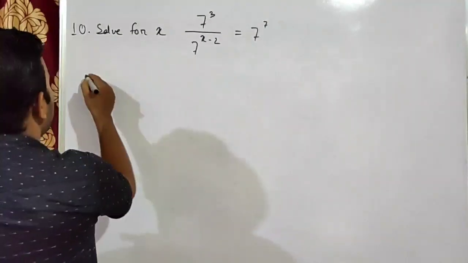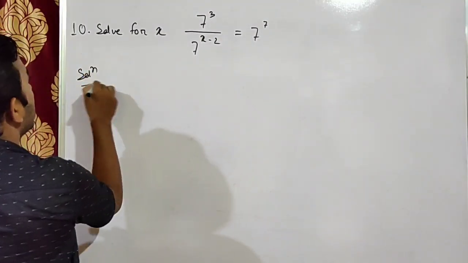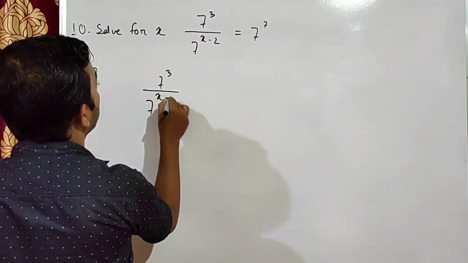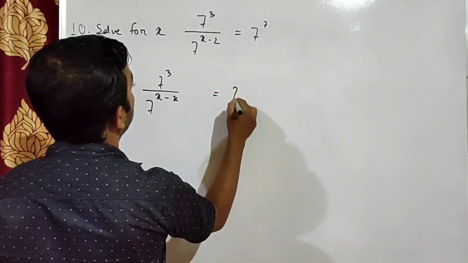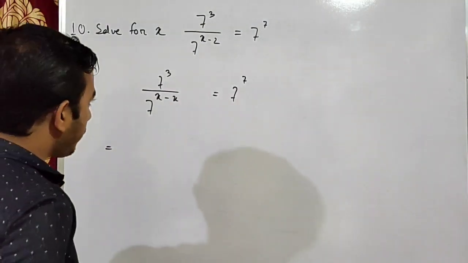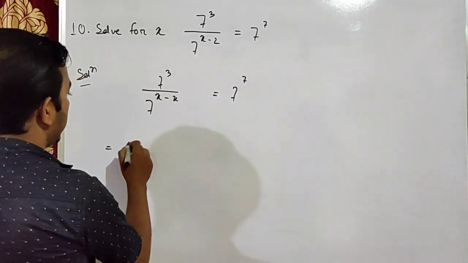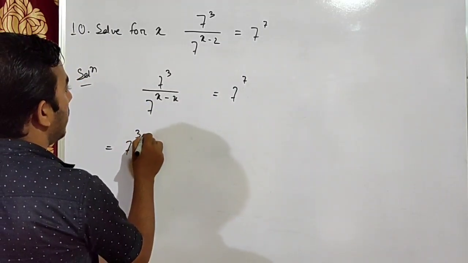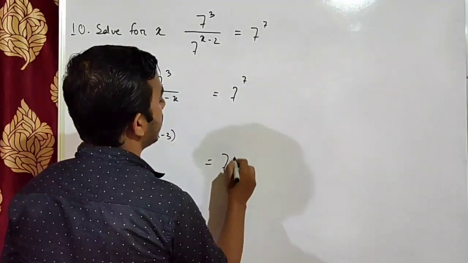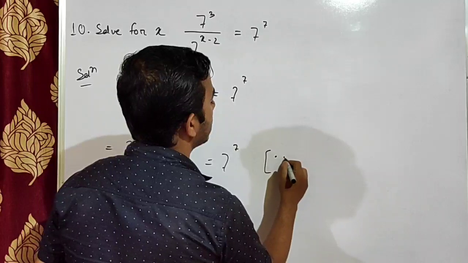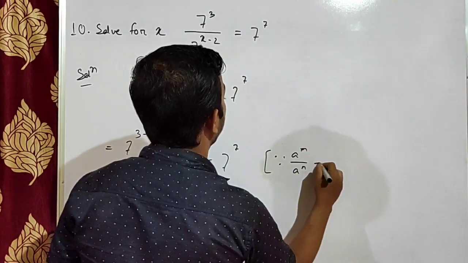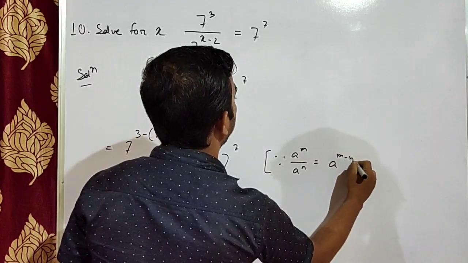Okay, so here first step we have to write the expression, that is 7 to the power 3 divided by 7 to the power x minus 2 equals 7 to the power 7. Okay, now look, we can write it like this, right? 7 to the power 3 minus (x minus 2). Why? Let me show you. Since a to the power m divided by a to the power n equals a to the power m minus n.